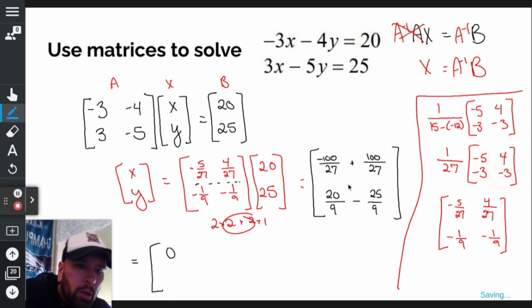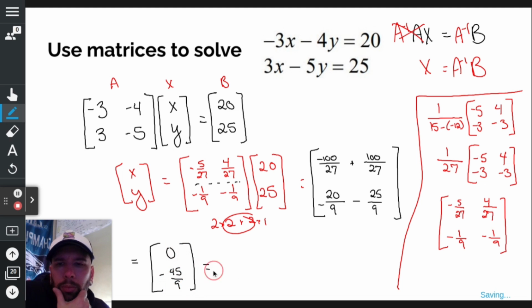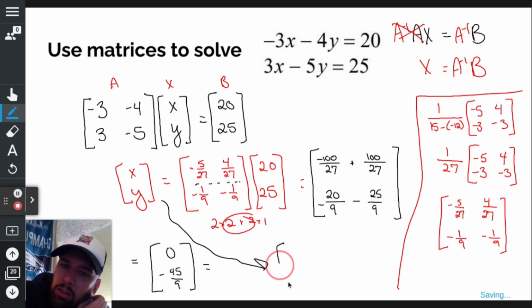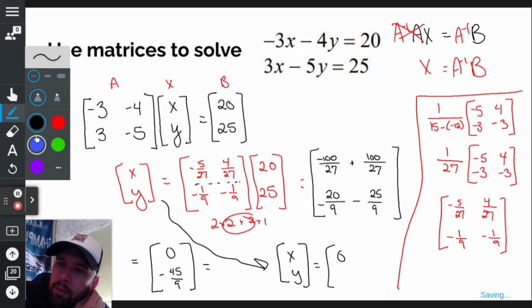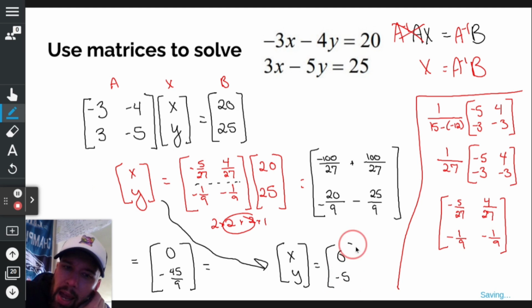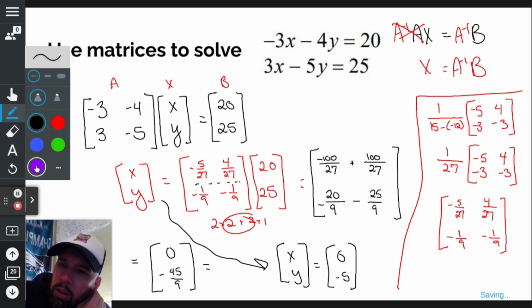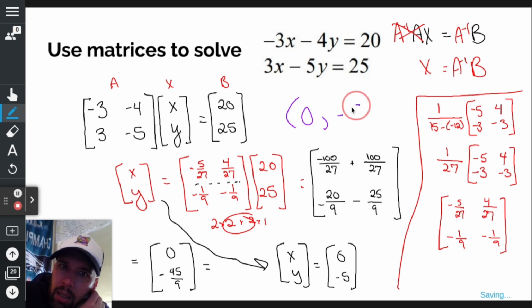So the top part is 0. Negative 20 minus 25 is negative 45 over 9. So what this is telling us is that x, y equals 0, negative 5. Negative 5 over negative 5, so x is equal to 0. So my final answer is going to be this point right here, 0, negative 5.